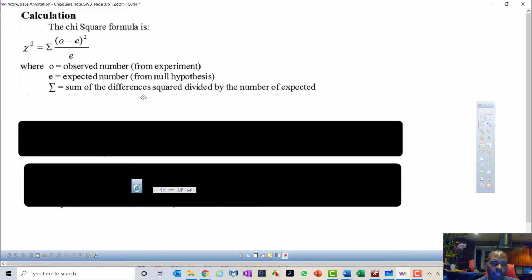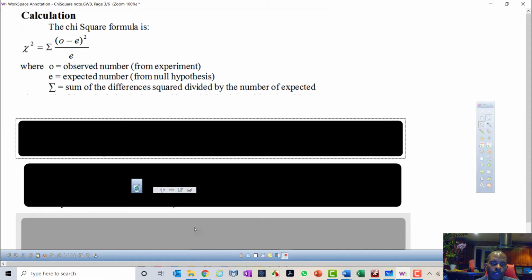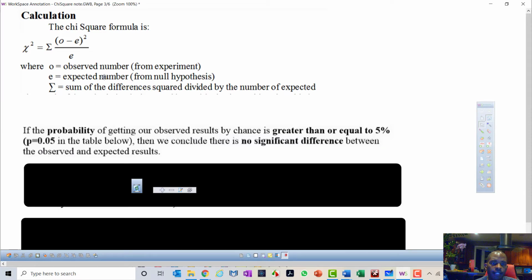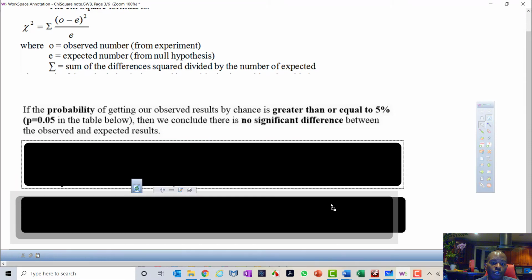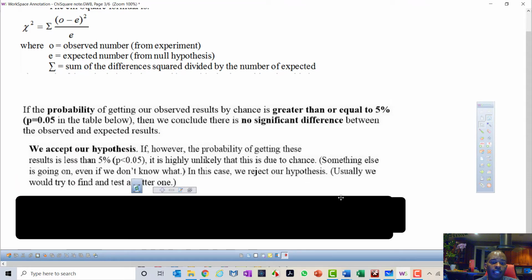So that's a lot of information. But if you follow the process, it's really easy to use. Okay? So in this, if your chi-square value ends up being less than the p-value from that table I showed you, then you can say that the hypothesis is accepted. If it's greater than, then you must reject the null hypothesis and make a new hypothesis.